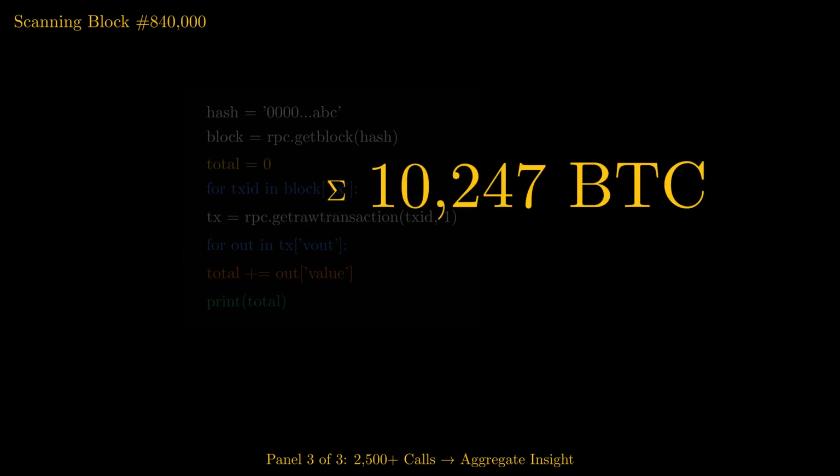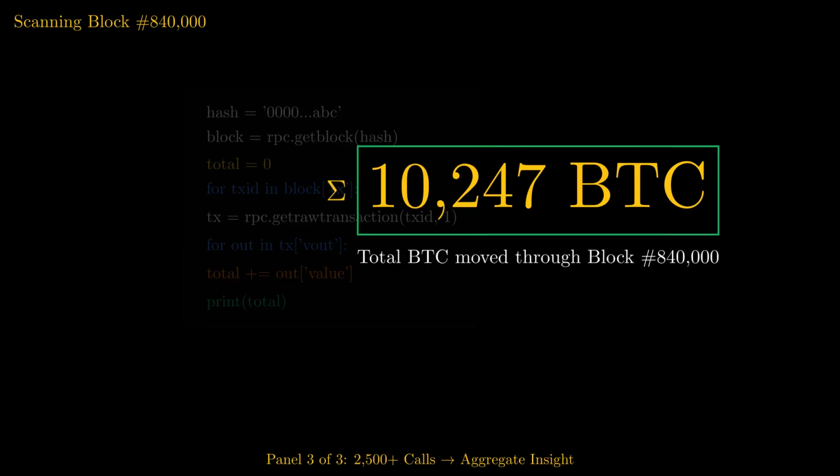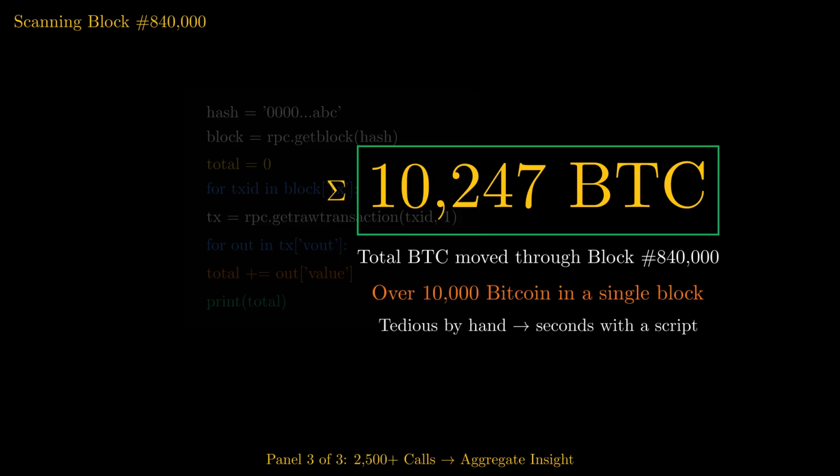The result, 10,247 BTC. Over 10,000 Bitcoin moved through a single block. A task impossibly tedious by hand takes seconds with a short script. Your node verified every byte of that data.